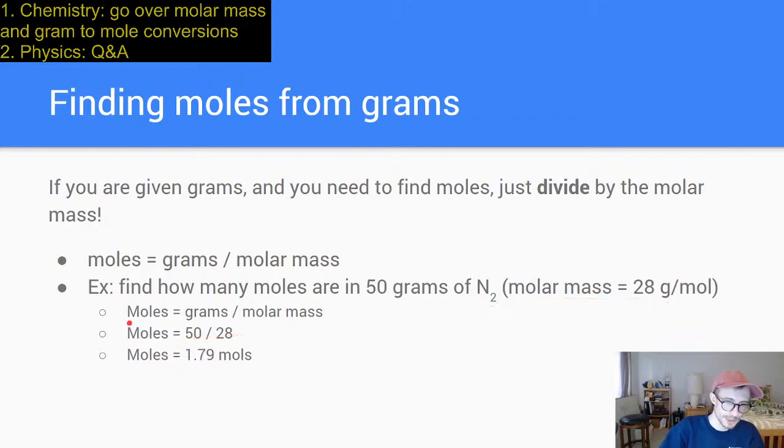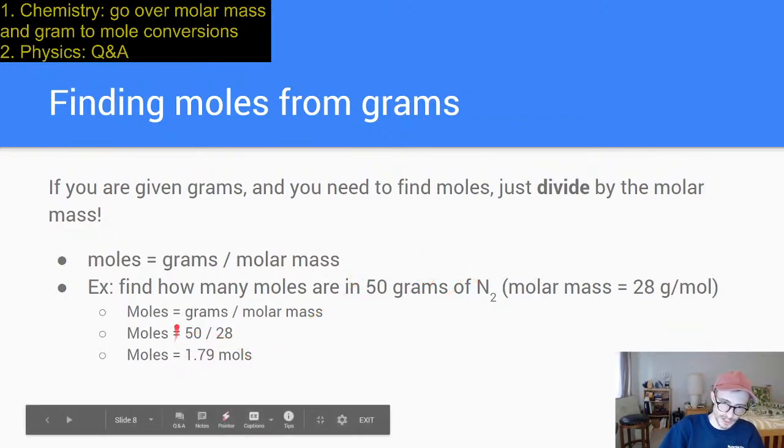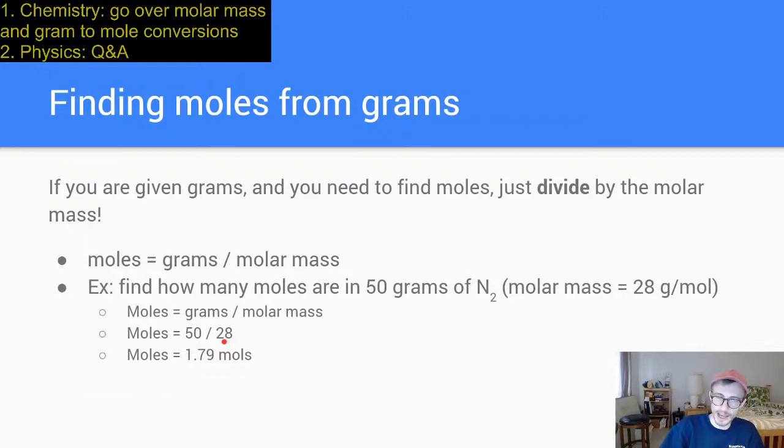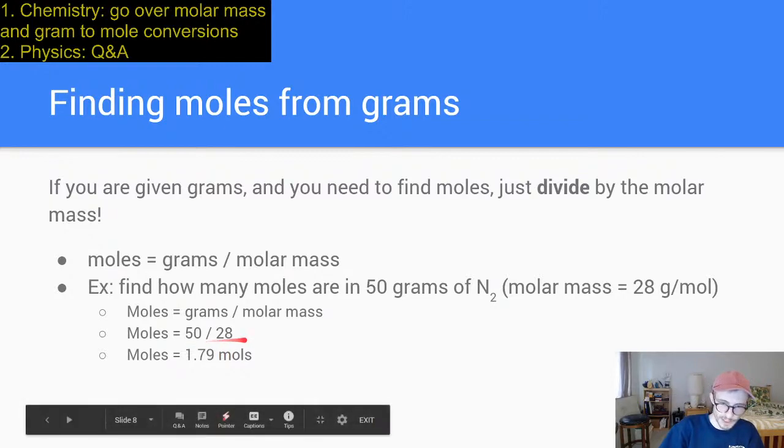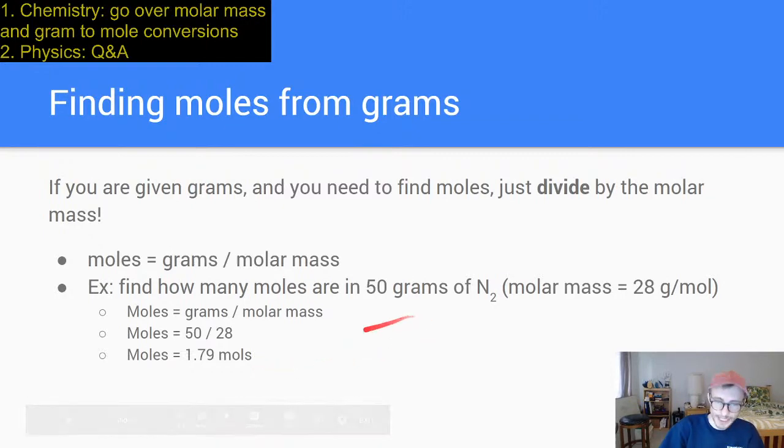So I'm going to use this formula. Moles equals grams divided by the molar mass. Well, I'm given the grams, that's 50. So I'm going to take 50 grams. I'm going to use that 28 number that I found by using the periodic table. So 50 divided by 28, and that's going to give me the number of moles. The moles is 1.79 moles of N2, I could actually edit this to say. And so that's really going to be useful.